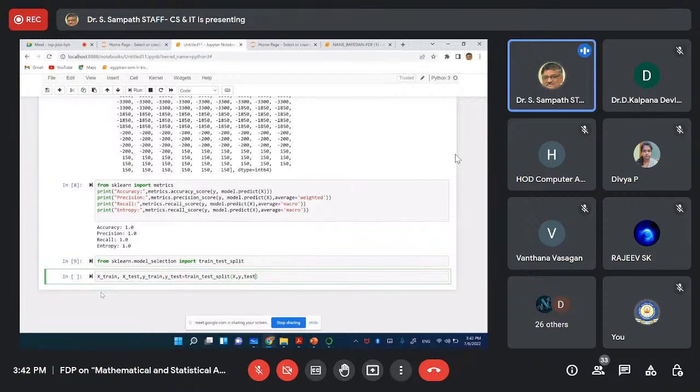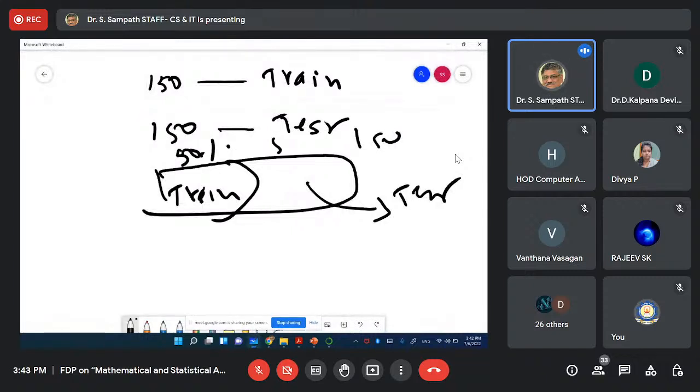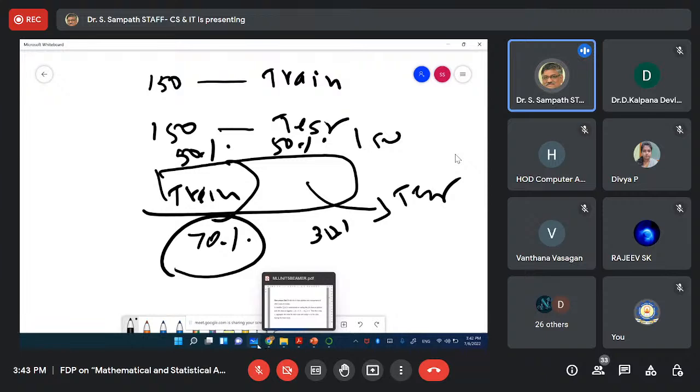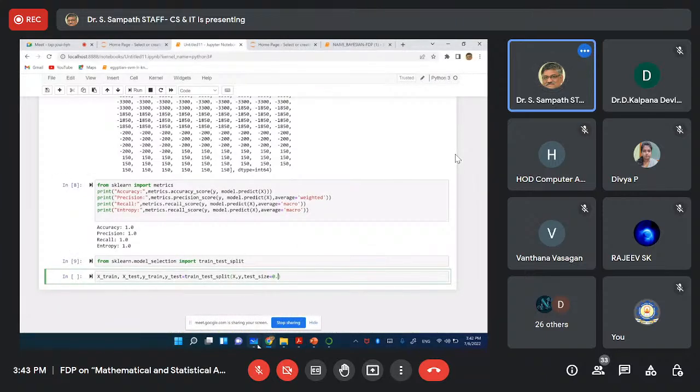Now we have to decide what your test size will be. The test size will be a number lying between 0 and 1. For example, if you give 0.5, it will use a 50-50 ratio: 50% here and 50% here. Suppose you want the majority for training and the rest for testing, you can give 70-30. That is your choice. If the test size is 0.70, then for training you'll be using only 30%. Let me put it like this: test size 30. Understood?